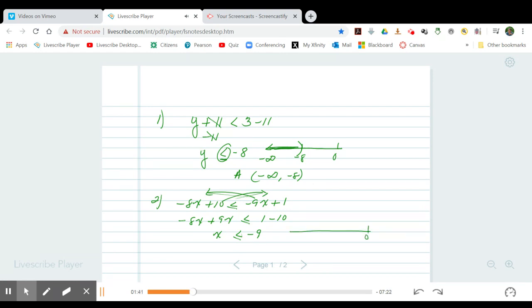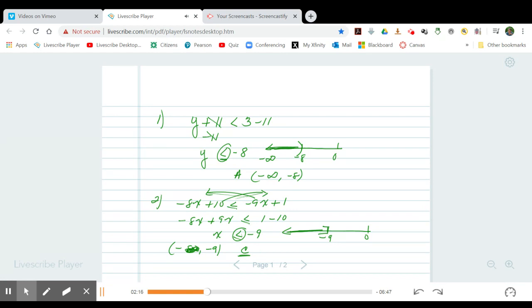If I were to draw this out, this is my 0, we'll say negative 9. This is not a strict inequality, it's less than or equal to, so I've got a bracket at negative 9 and all the values to the left. So if I'm looking at interval notation, we're looking at from negative infinity, if I can write this properly, all the way out to negative 9, and that's a mess there. And we've got letter C as the correct answer.